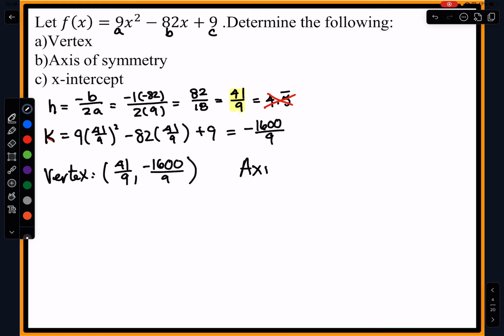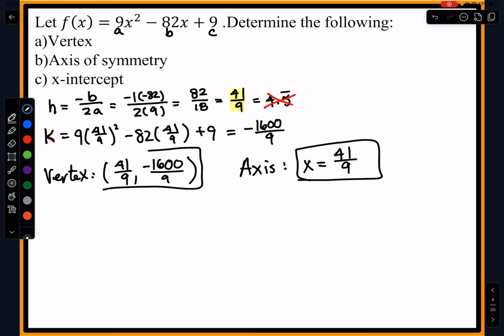Now, because that's the vertex, that means that our axis of symmetry is going to be the vertical line of 41 over 9. X equals 41 over 9. So there we have part A and part B. The only thing left to do is identify what the x-intercepts are.